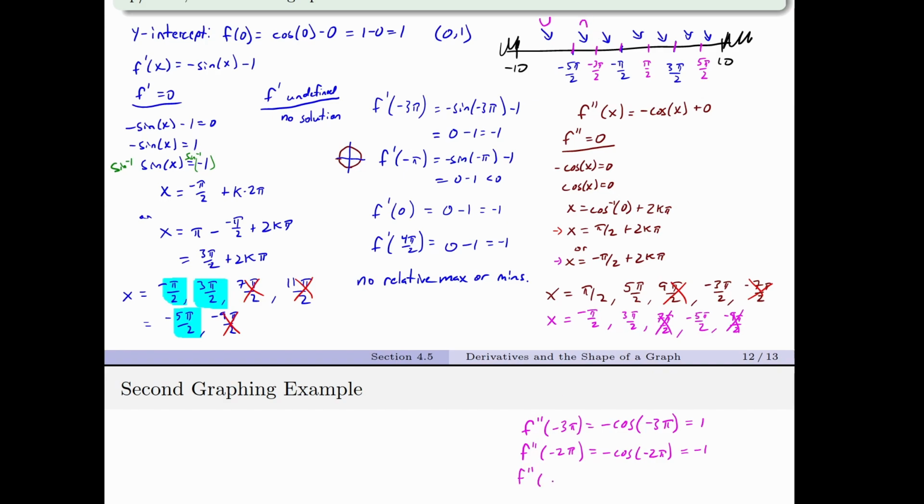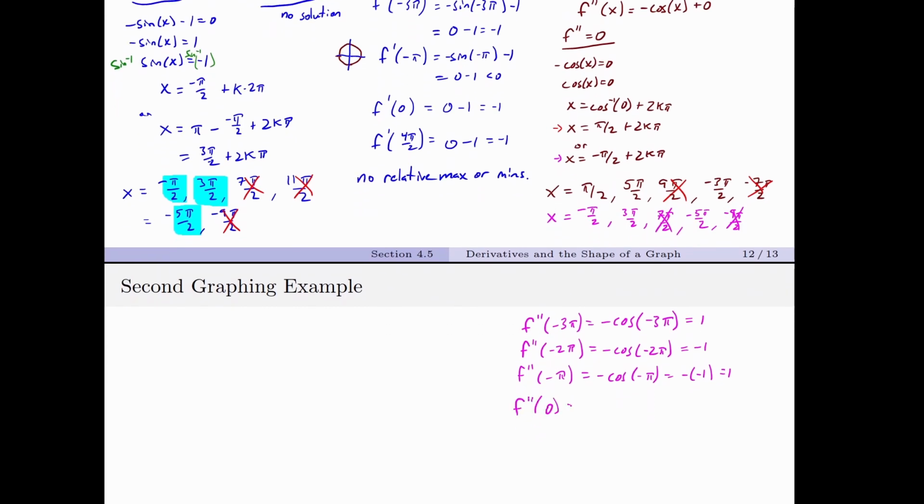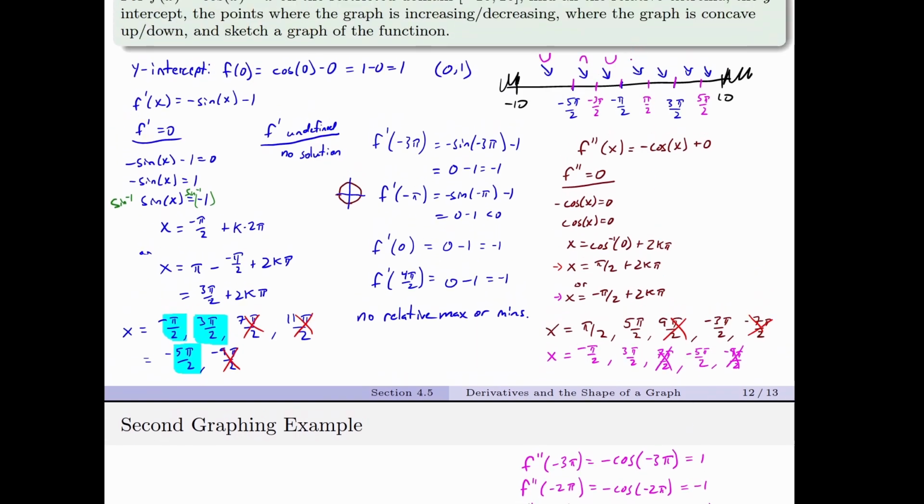So we proceed on down the list. Between negative 3 pi over 2 and negative pi over 2 is negative 2 pi over 2, which is negative pi. Cosine of negative pi is negative 1. So I have the opposite of negative 1, which is a positive 1. So it's concave up. Between negative pi over 2 and positive pi over 2, I can plug in 0. Negative cosine of 0. Cosine of 0 is 1. So with that negative on the outside, I have a negative 1, so it's concave down.